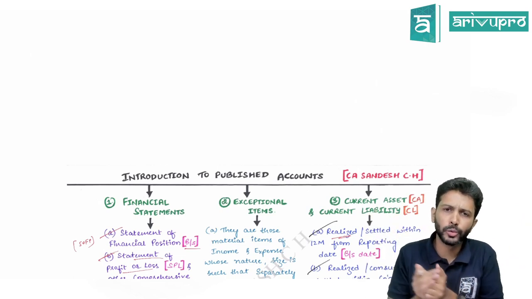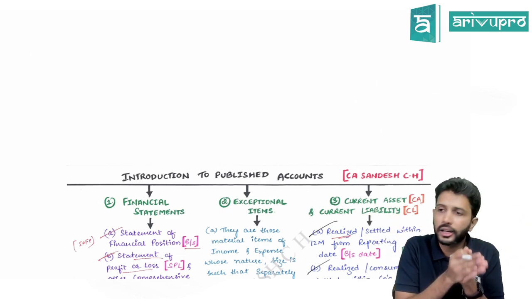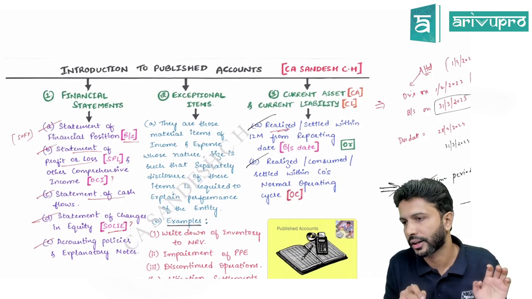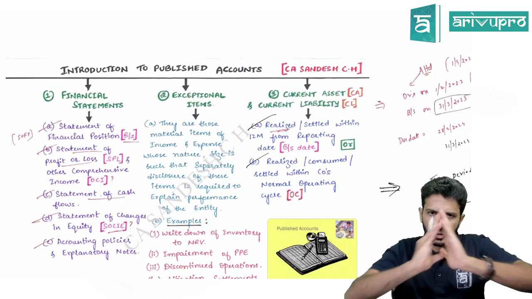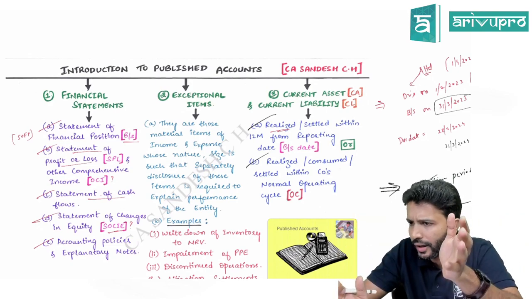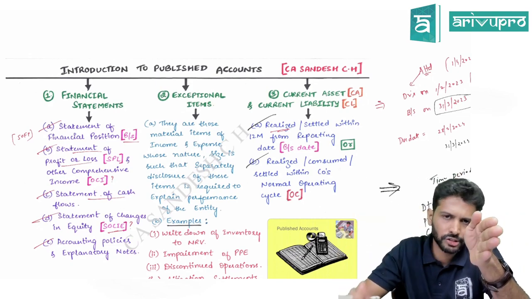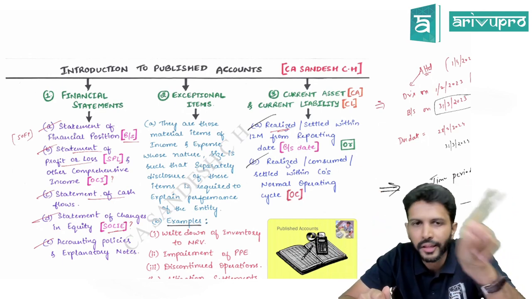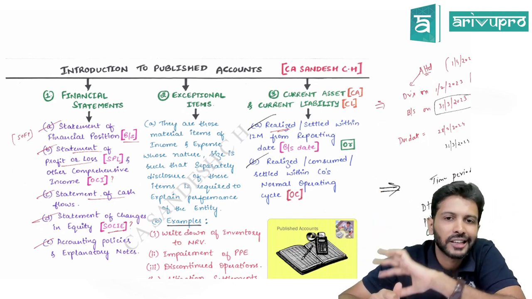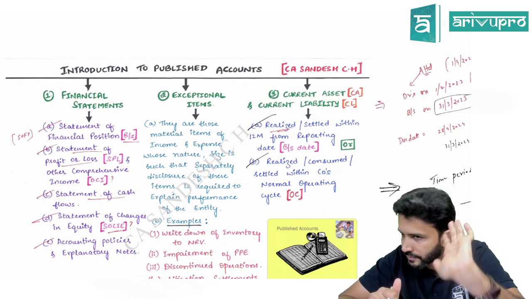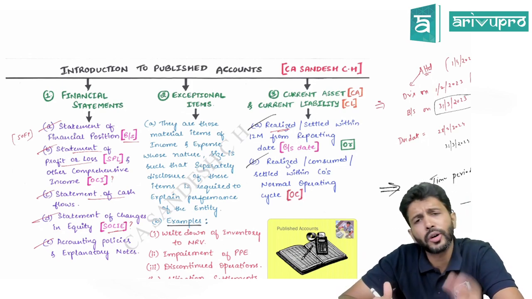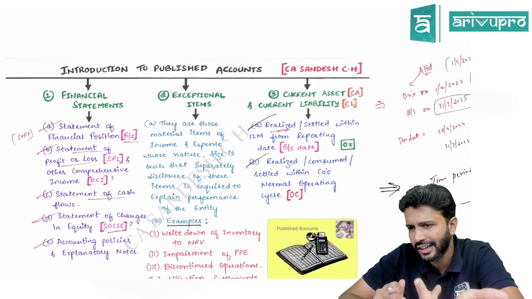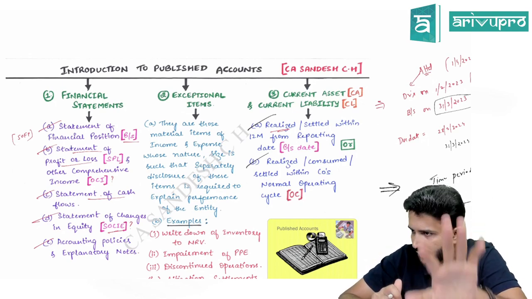Current assets are those which get realized or consumed within the company's normal operating cycle. And operating cycle means what? It's the time gap between the day you procure the goods till the day you sell those goods and recover the money. That particular period we call OC, as in operating cycle. Same thing goes for current liabilities also. Current liabilities are not realized, but they are settled within the operating cycle.